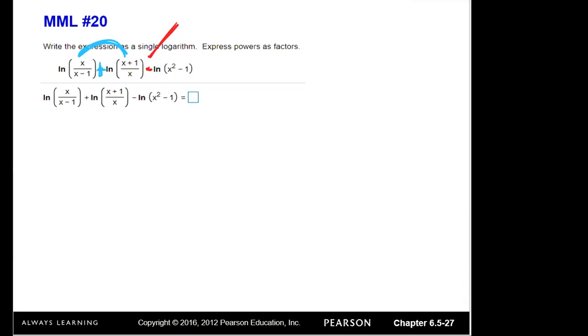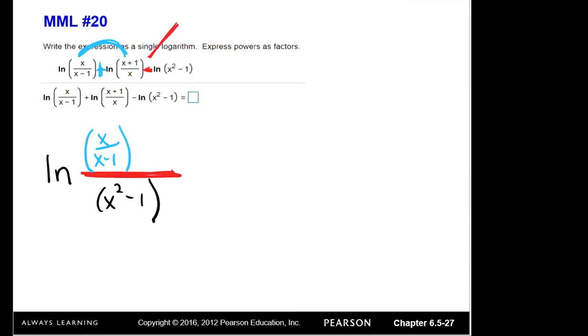So as a single logarithm, it's going to be the natural log of a fraction here. Behind the subtraction sign is the x squared minus 1. In front of the subtraction sign, you're actually going to take the x over the x minus 1 times the x plus 1 over x. I did two steps together there. These things here have to get multiplied, and this thing here is in the denominator. It's divided. That's this down here.